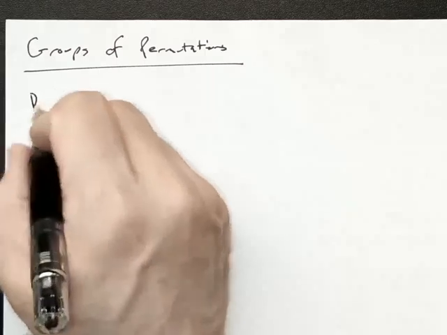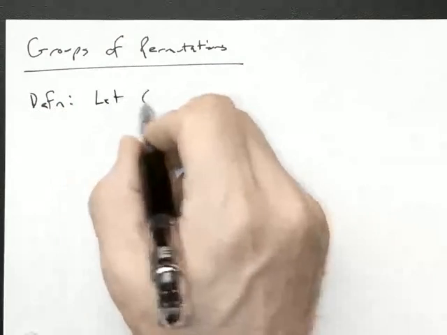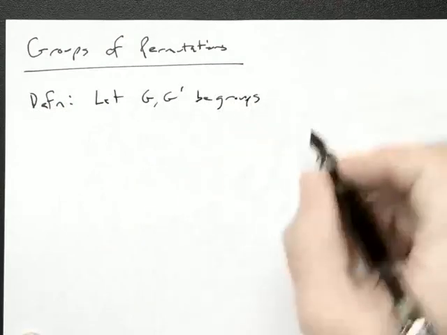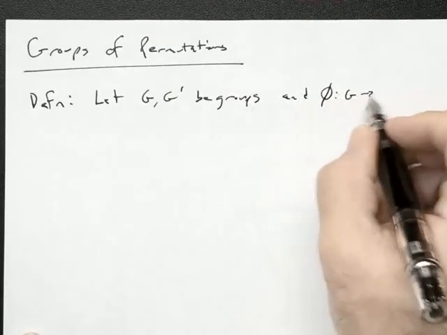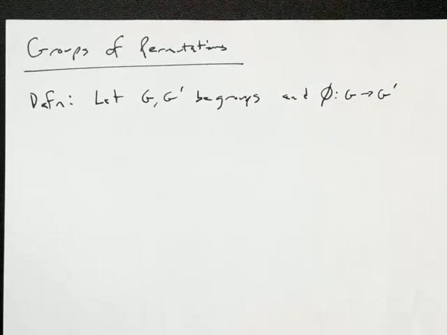So let's go back to our property. So we have two groups, G and G prime. We have a function from one to the other. We had an isomorphism. What made an isomorphism? What made a function from one group to another an isomorphism? If there exists a bijective homomorphism.